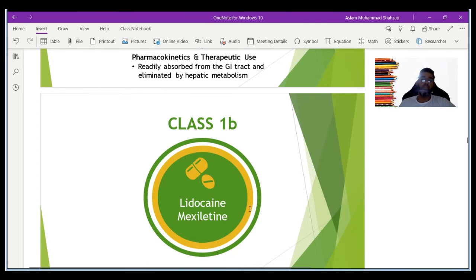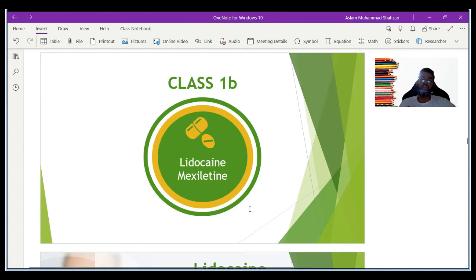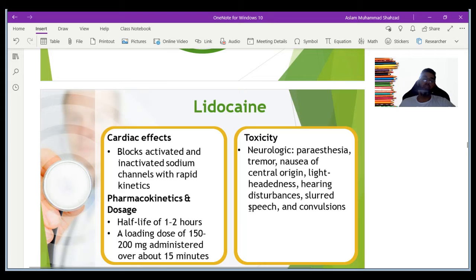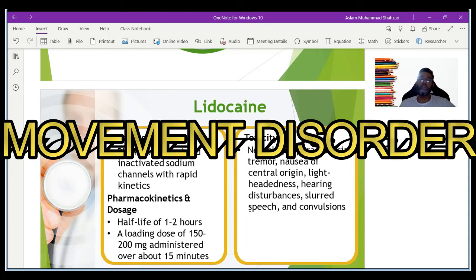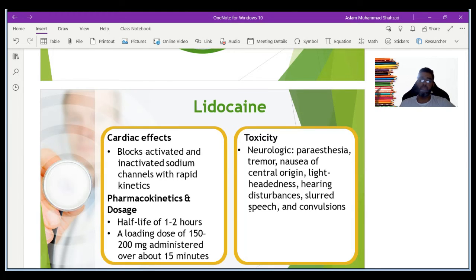When we talk about class 1B drugs, examples are lidocaine or mexiletine. Lidocaine is responsible for blocking activated or inactivated sodium channels with rapid kinetics. Their half-life is 1 to 2 hours, so it means they have very fast acting kinetics, they work very fast. The loading dose is about 150 to 200 milligrams administered over about 15 minutes, but they have a lot of toxic effects like paresthesia, tremor, nausea of central origin, lightheadedness, hearing disturbance, slurred speech, or convulsions.